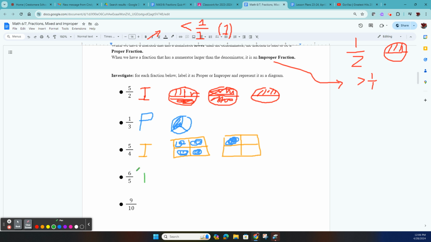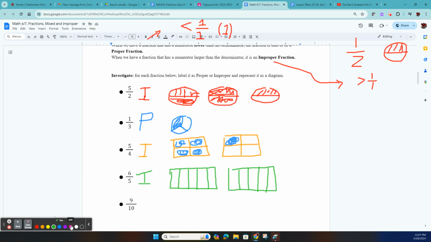6/5. Yeah, you betcha. Improper. Okay, I'll use rectangles again because those are fun. You've got to split it into 5 parts. 1, 2, 3, 4 lines. That makes 1, 2, 3, 4, 5 parts. Cool. And I already know if this is improper, I'm going to have to draw a second bar here. Just because I know improper is greater than one whole. So 1, 2, 3, 4, 5 parts.